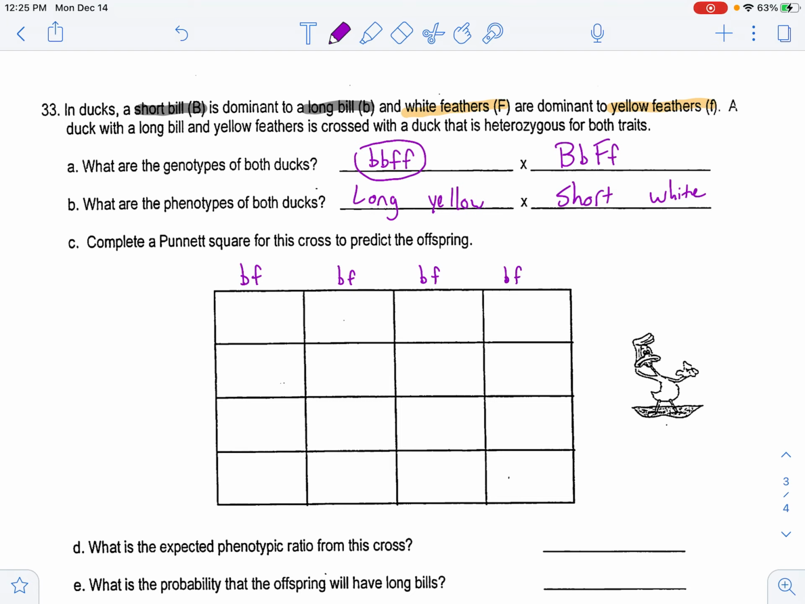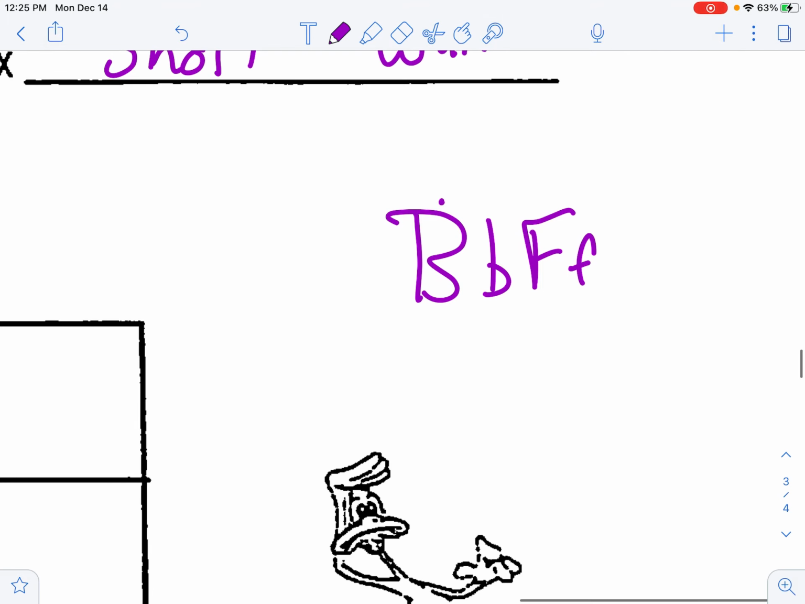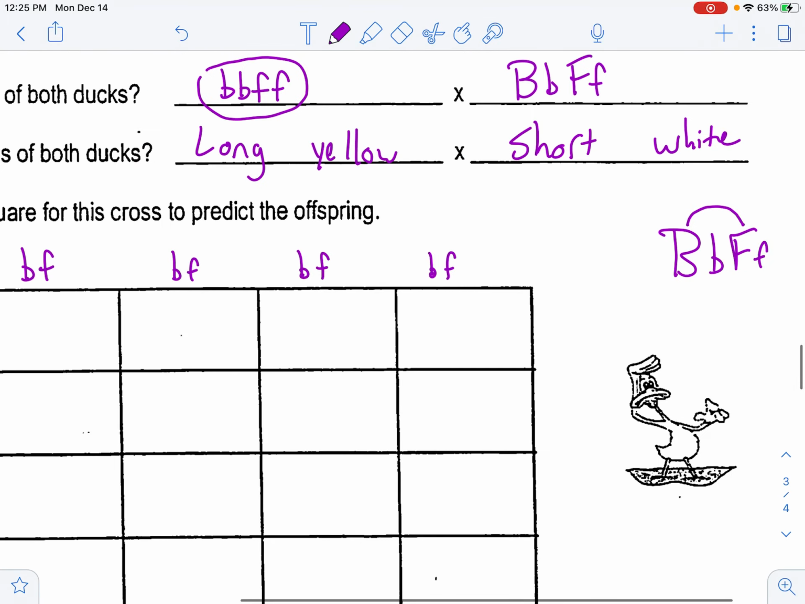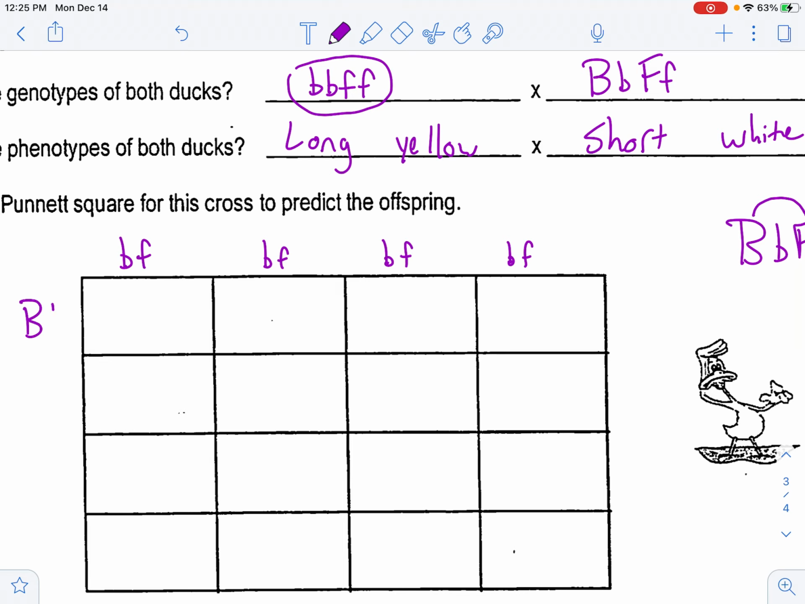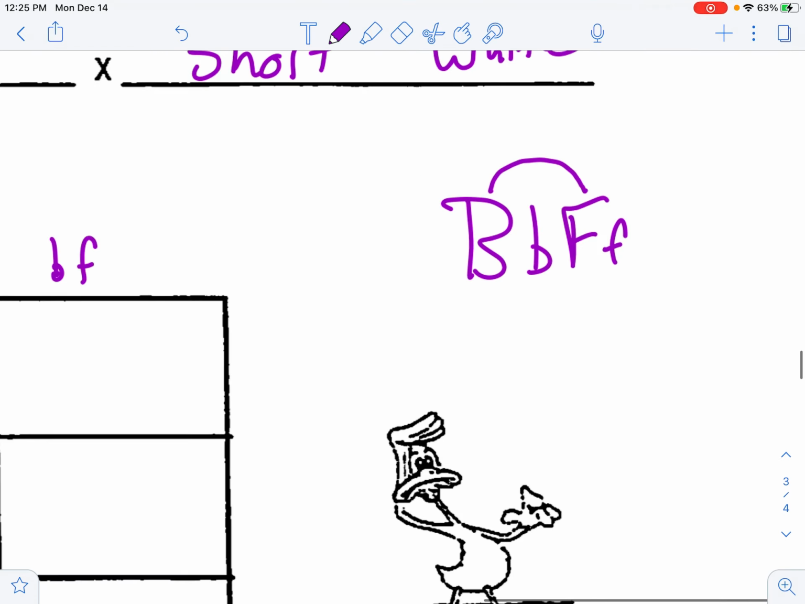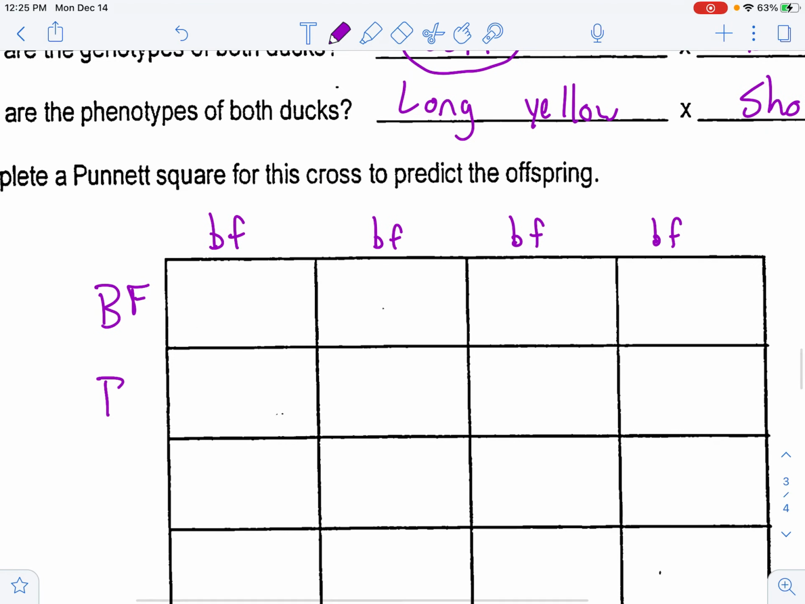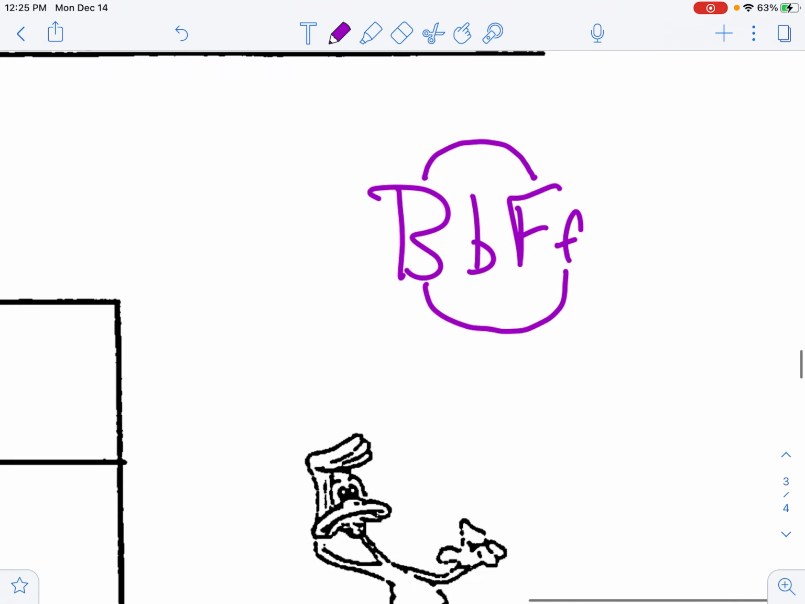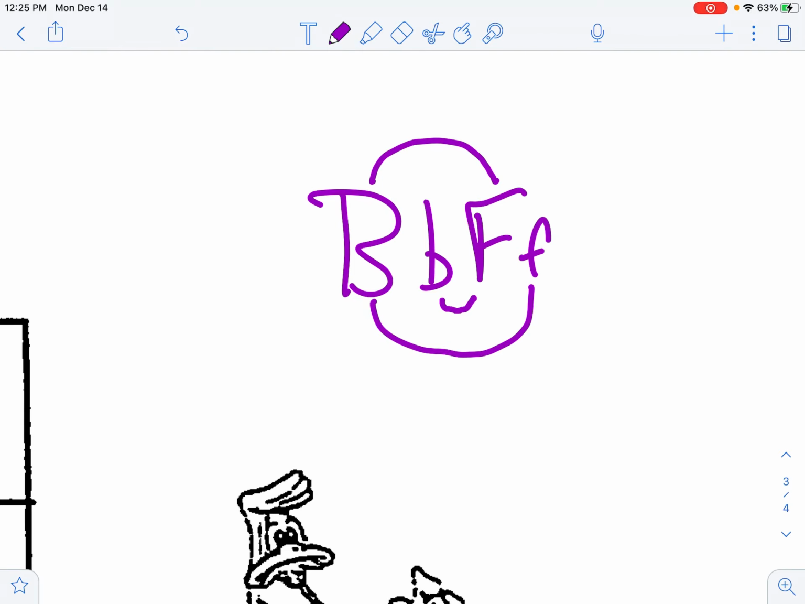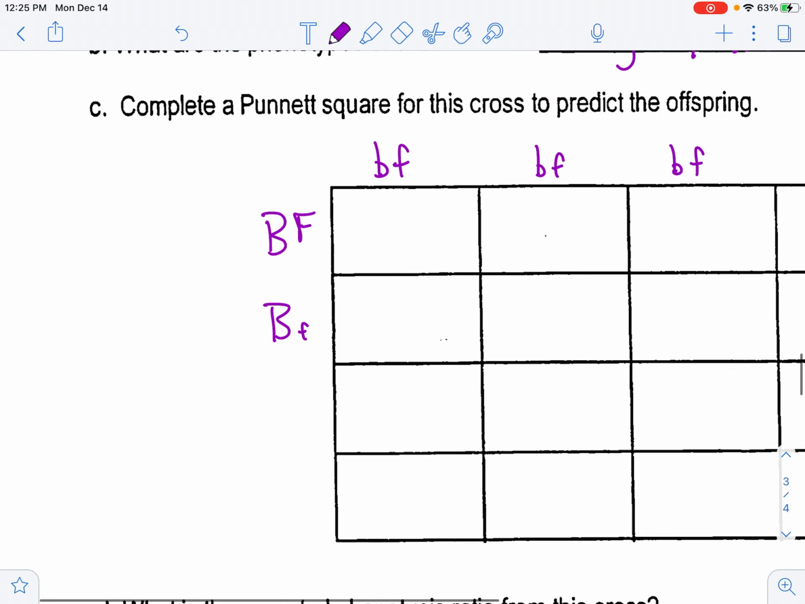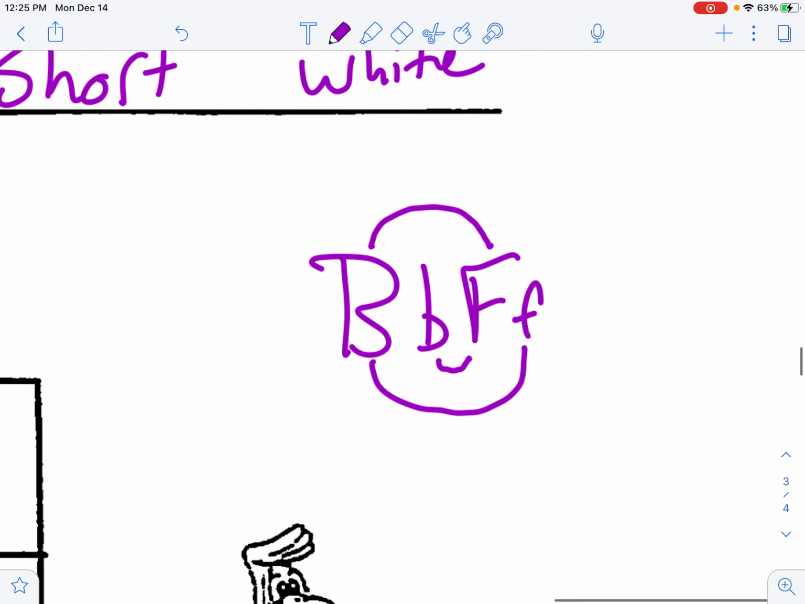And then the heterozygote, we can do the FOIL method. So that's first, capital B, capital F, outer, capital, lowercase, inner, lowercase, capital, and then last, which is little, lowercase, lowercase.